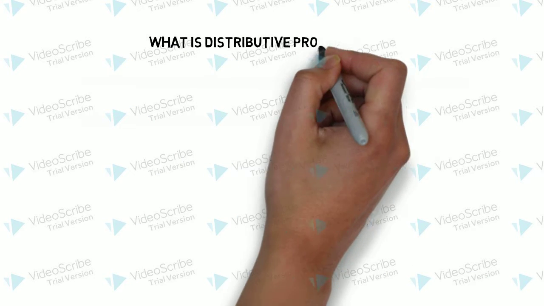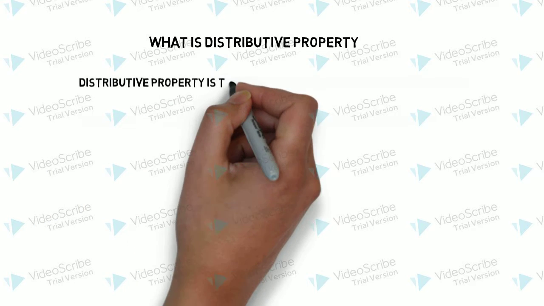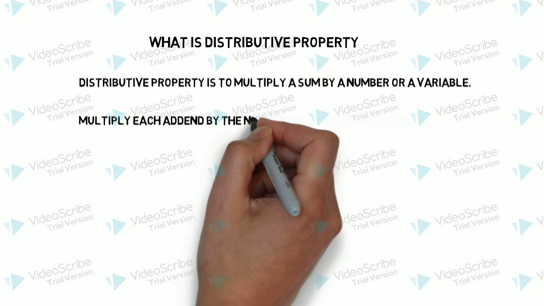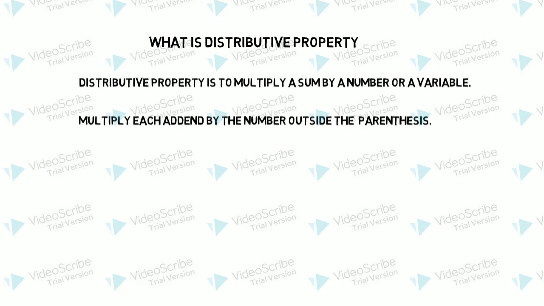So what is distributive property? Distributive property is to multiply a sum by a number or a variable. To do this, you have to multiply each addend by the number outside the parentheses.